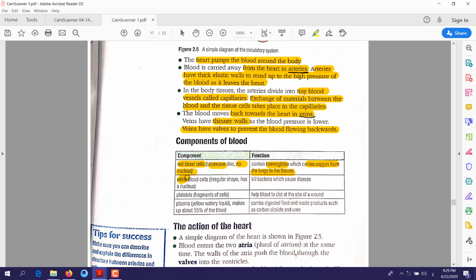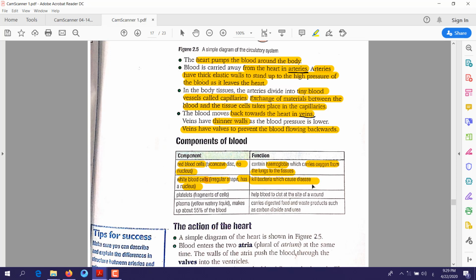Then the next component, WBC, white blood cells. In fact, we have types of white blood cells. It's not only one type of blood cell. Shape: it's irregular and it has a nucleus. The function of it is to defend our body. So it kills bacteria which cause diseases.